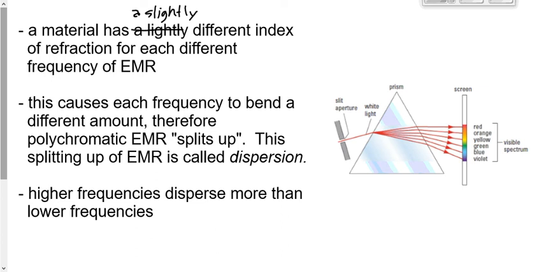The other thing that I want to draw to your attention is the word polychromatic. What do you think that means? Poly means what? Multi. Chromatic means color. Multi-colors. It could be white light with all the colors of the rainbow, or it could just be blue and red. Polychromatic means more than one color. When we have more than one color, whether it's 2 or 7, it will split up because the material has a different index of refraction for each of those different colors.